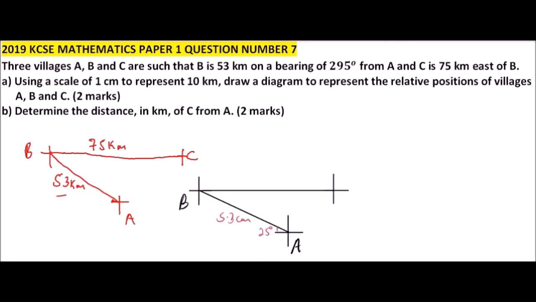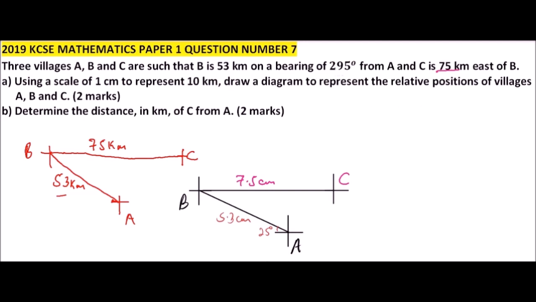The second thing that I have done is I have extended the east side of B, so that we can get the position of C. I have measured 7.5 centimeters, since the distance from C is 75 kilometers east of B. So we now have the relative positions of the villages.